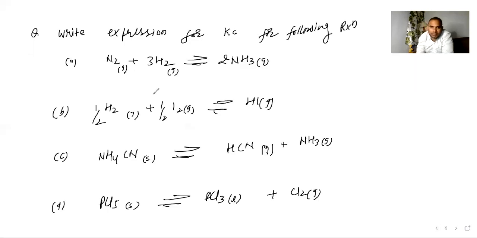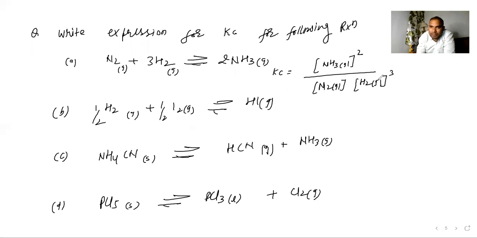So let's try to write. See here, in the first one, A number one, all are gases. So if you are writing Kc, what you can write is NH3, which is a gas, with power 2, divided by N2, which is a gas, and H2, which is a gas, with power 3. Yes or no? Yes.